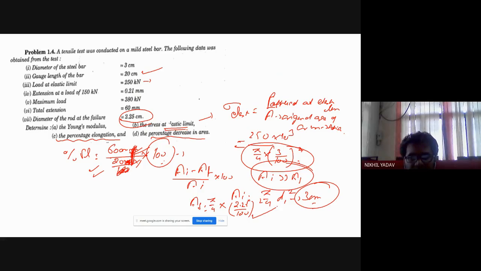Okay. So this is all about how we find out the elongation, the decrease in area, the stress, and the Young's modulus. That's all for now. Thank you very much.